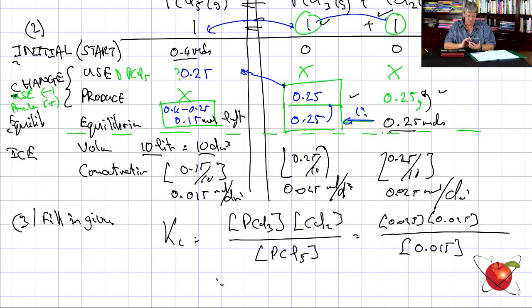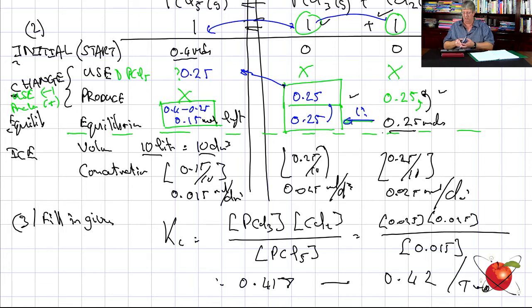0.025 times 0.025 is equal to that, divided by 0.015 is equal to 0.417, all right? Or 0.42 if you wanted, depending on where they want you to round it, 0.42 at whatever the temperature was that they told us. Okay? So let's have a look at another question now.